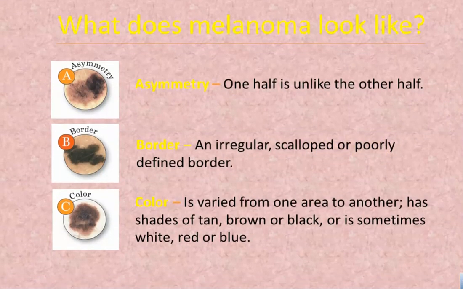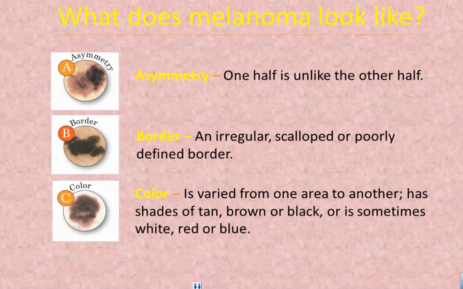And then the color, C is for color, it's going to vary in different amounts of melanin. So you can see different shades of tan, brown, black, and sometimes white, red, and blue. So it's not usually going to be a uniform color. That doesn't necessarily mean, because this one looks pretty uniform, but this one is probably melanoma. So these are our ABC.